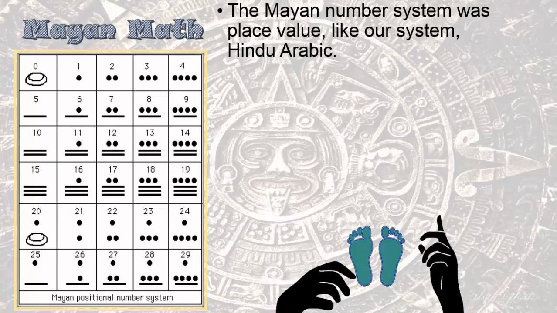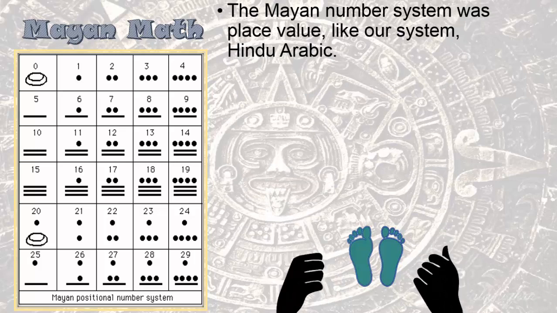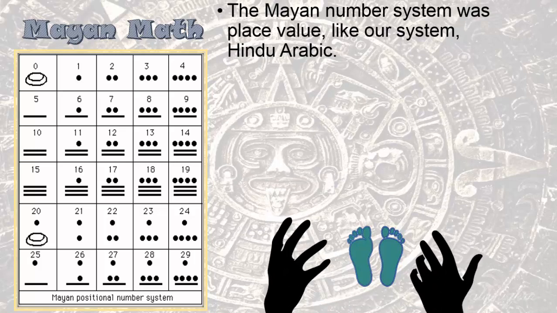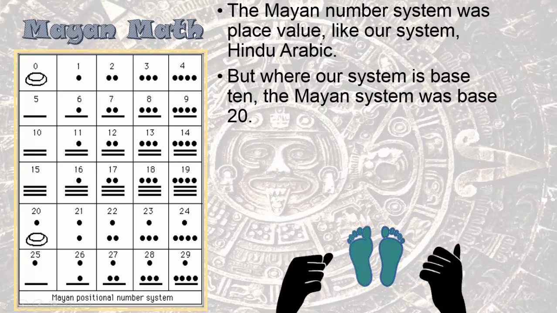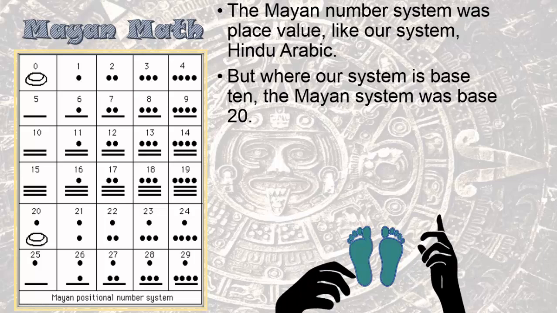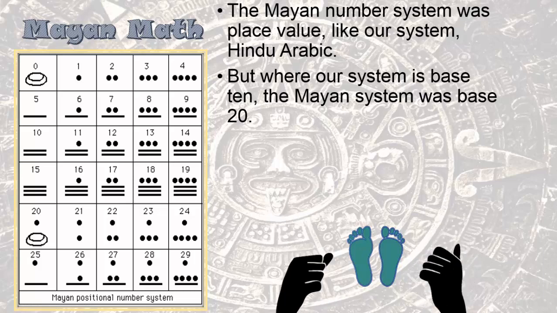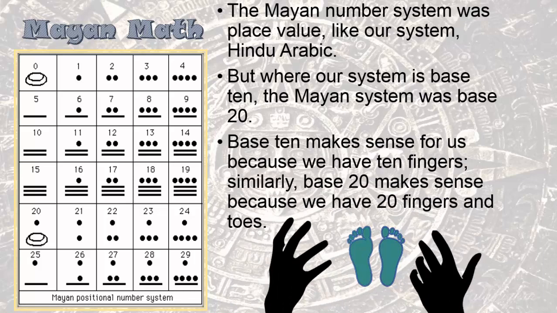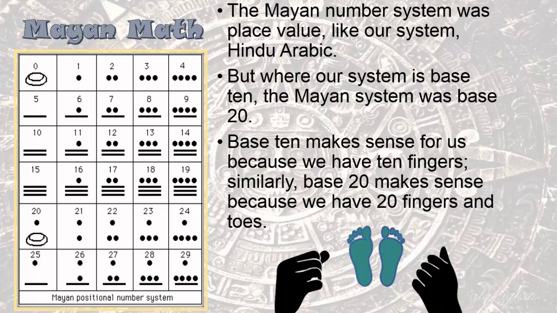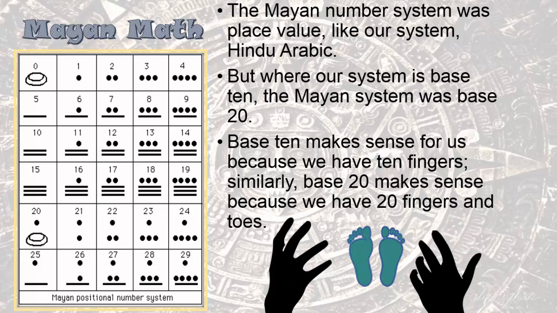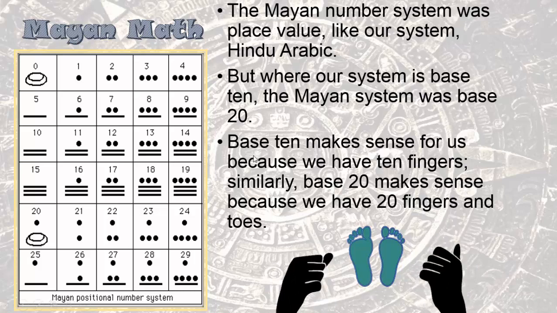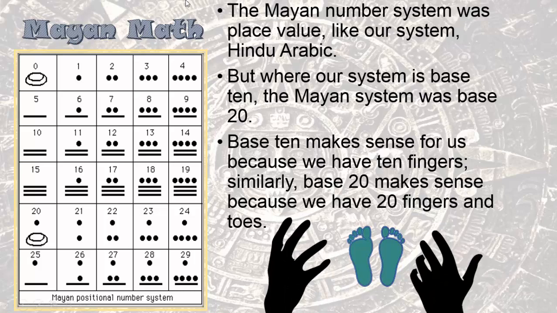The Mayan number system was place value like our number system, the Hindu Arabic system. But where our system is base 10, the Mayan system was base 20. Base 10 makes sense for us because we have 10 fingers. Similarly, base 20 makes sense because we have 20 fingers and toes when added together. To understand the Mayan system, we're going to use this table.